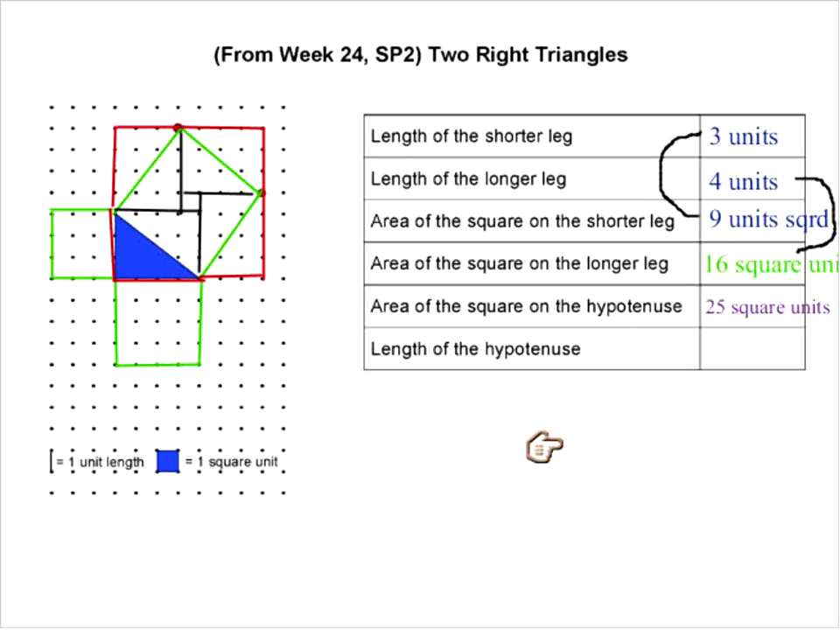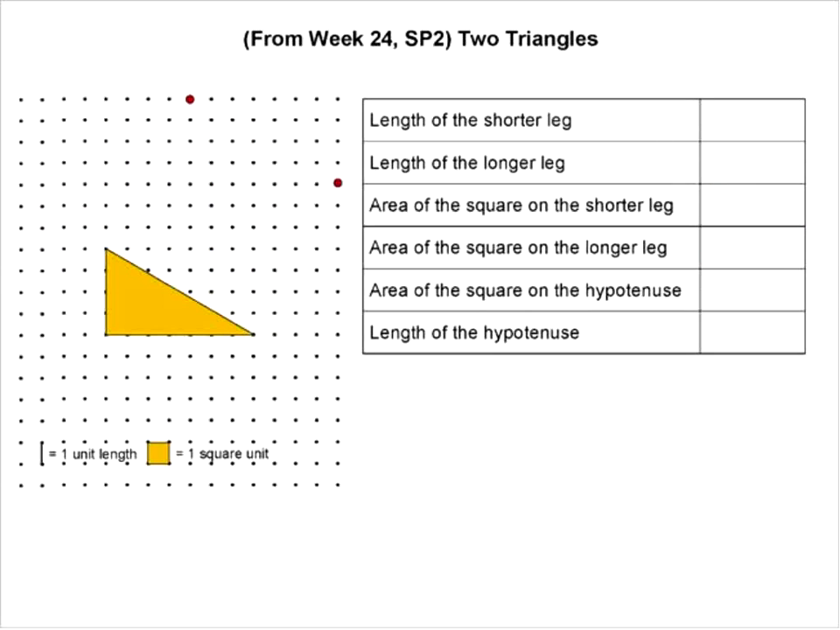Okay. Let's do this one real quick. So, Connie, if you would please draw the square on the shorter leg, and find out the length and the area. Basically, if you can fill out the first line and the third line in this table.